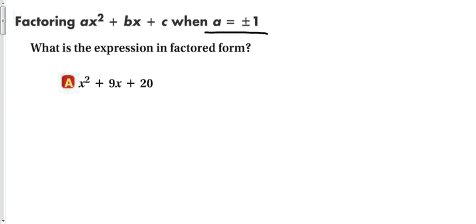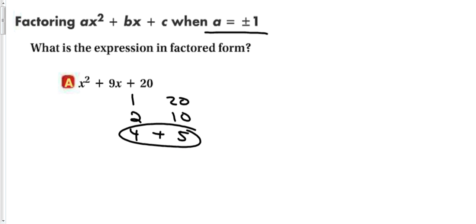So if I want to figure this out, find all the factors of 20. That's 1 and 20, 2 times 10, 4 times 5. And I can see that 4 times 5 is 20, and 4 plus 5 is 9. So now that I know what my two factors are, now I can figure out what my first term is going to be.